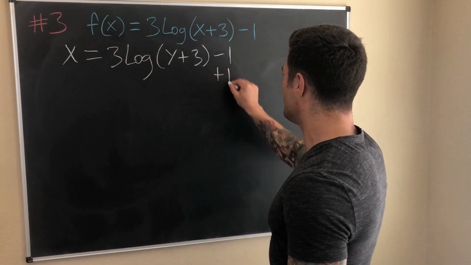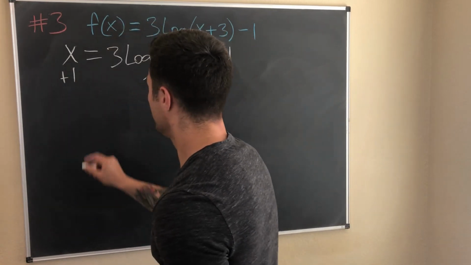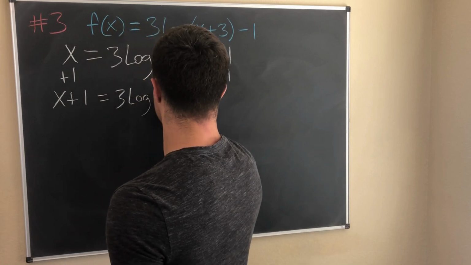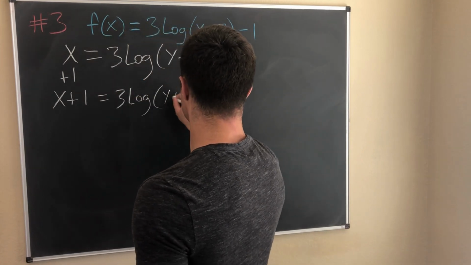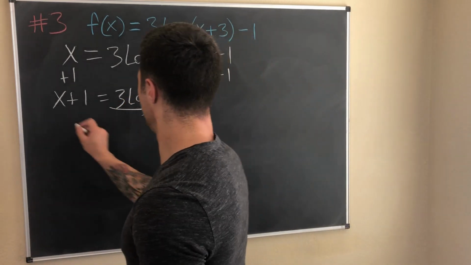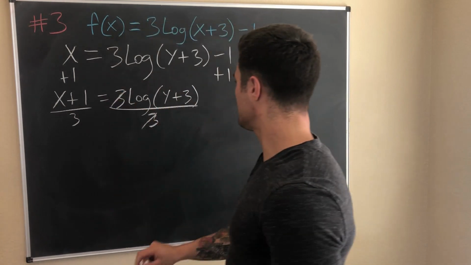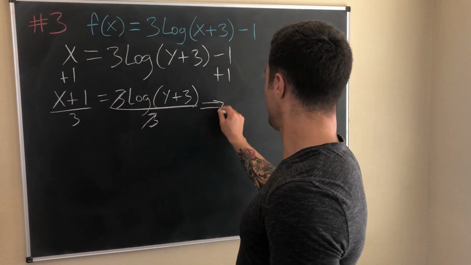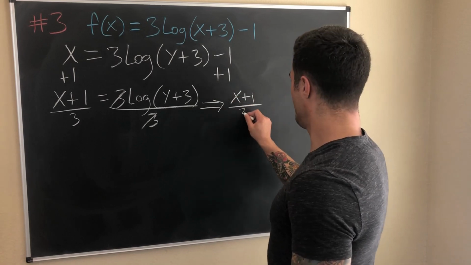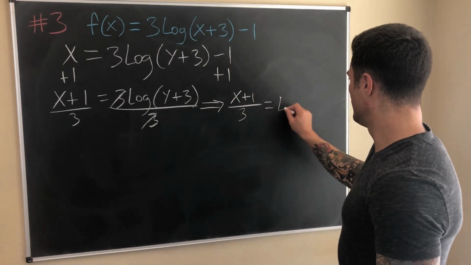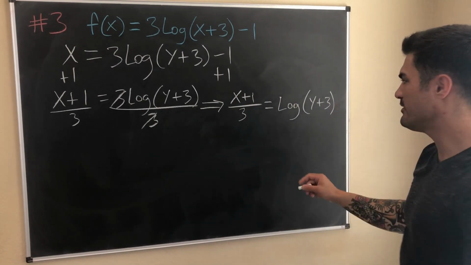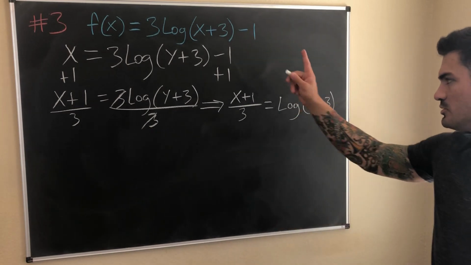So I need to add 1 to both sides. And I have x plus 1 equals 3 times log of y plus 3. And now I can divide both sides by 3. Divide both sides by 3. That will cancel this 3. I'll draw a little arrow here to my next step. I have x plus 1 over 3 equals log of y plus 3. Now I have it exactly where I want it. Log of something equals something.